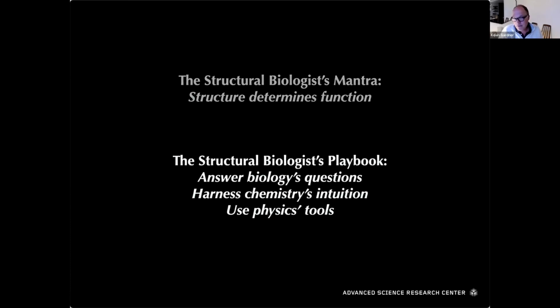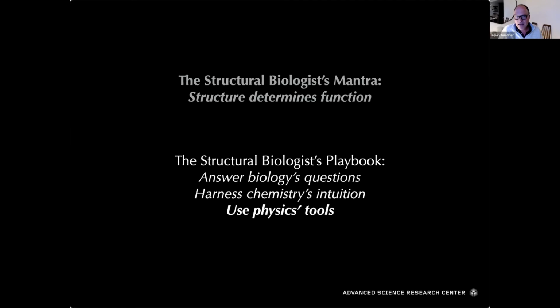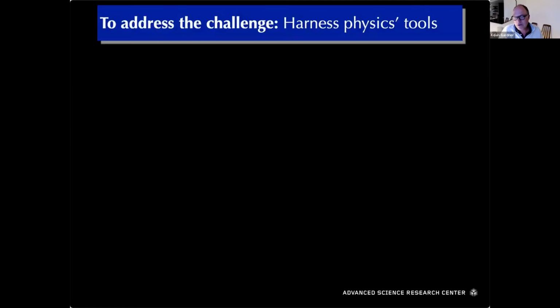Our playbook is pretty simple. Use the big three, the founding members of bench science, in my opinion: biology, chemistry, and physics. Biology tells you what questions you should ask. Chemistry gives you some really good intuition about what atoms want to be next to what other atoms and how they're reactive. But then we really need to use the tools of physics to understand what structure looks like at an atomic scale. And this is something that I really want to underscore.